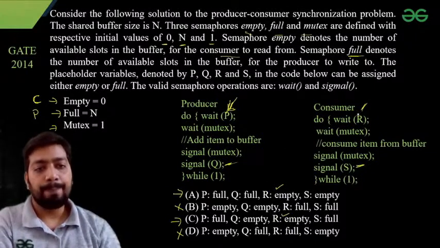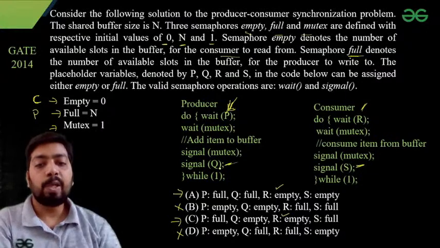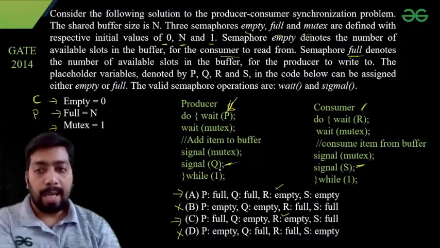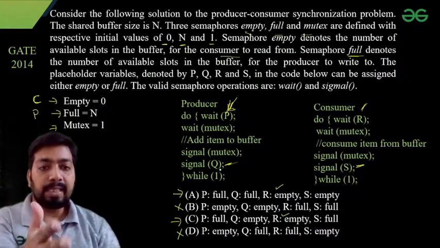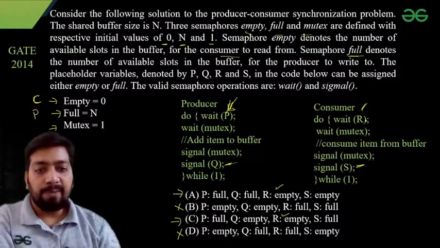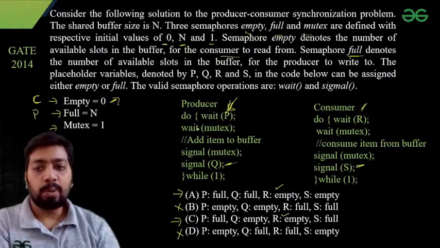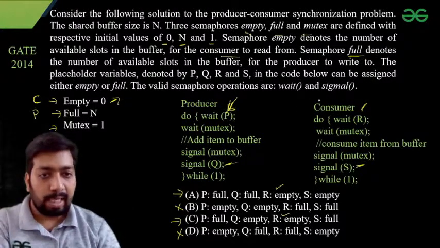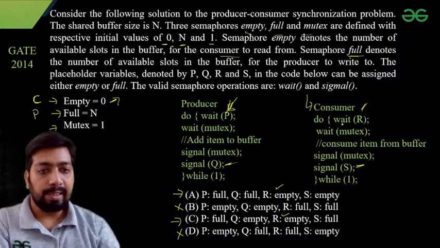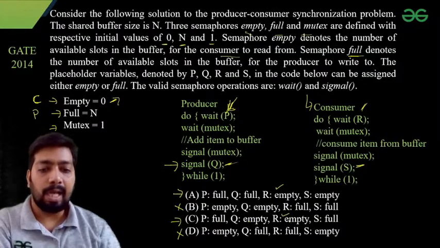That's perfectly fine. But what should be signaled by the producer? The producer should signal empty. Why? Because it increases the value of the empty semaphore, which represents how many items the consumer can consume right now. Otherwise, empty will always be zero. Empty is initially zero, so it should be incremented by some operation, and the consumer cannot signal itself initially. Only the producer operation can signal it. So Q should be empty. So the answer should be C, because P is full, Q is empty, R is empty and S is full.